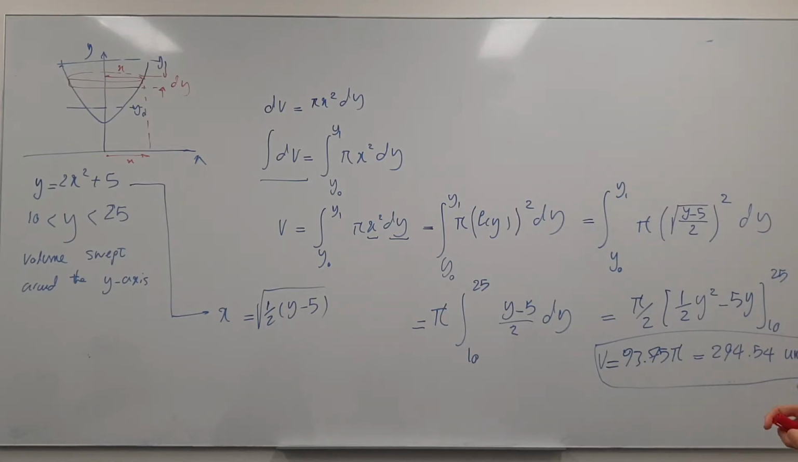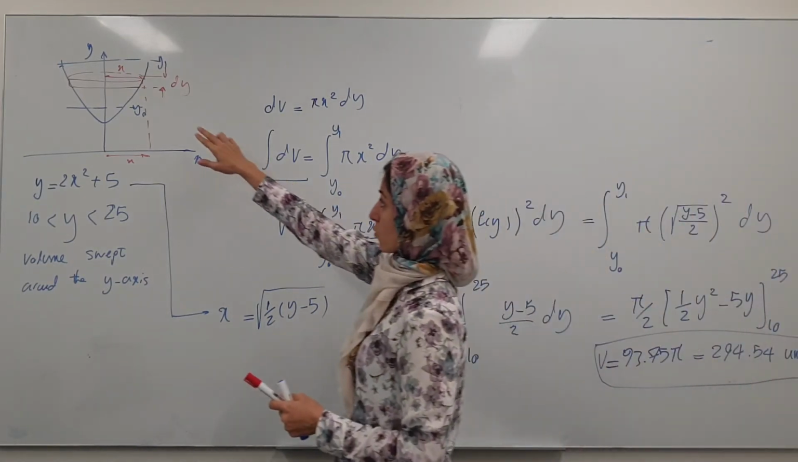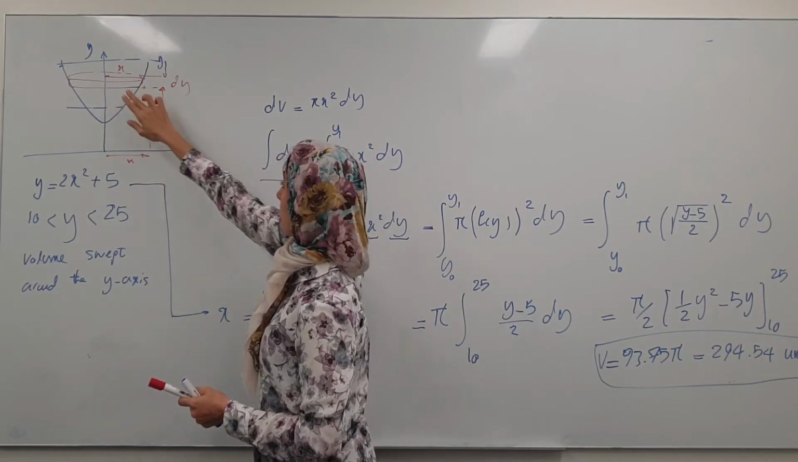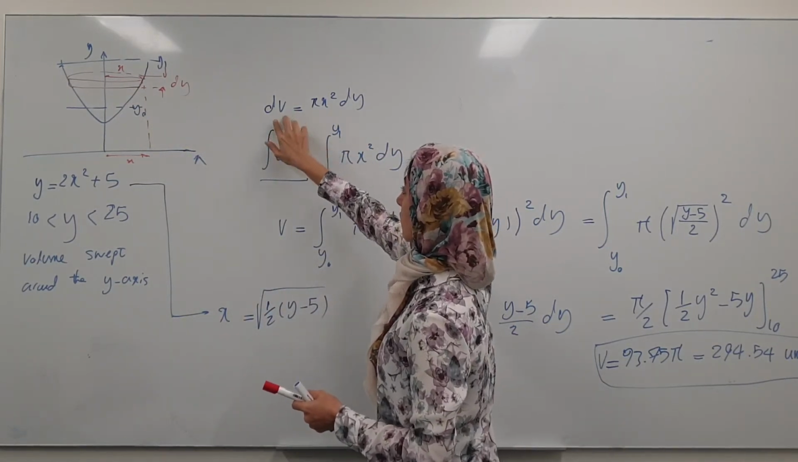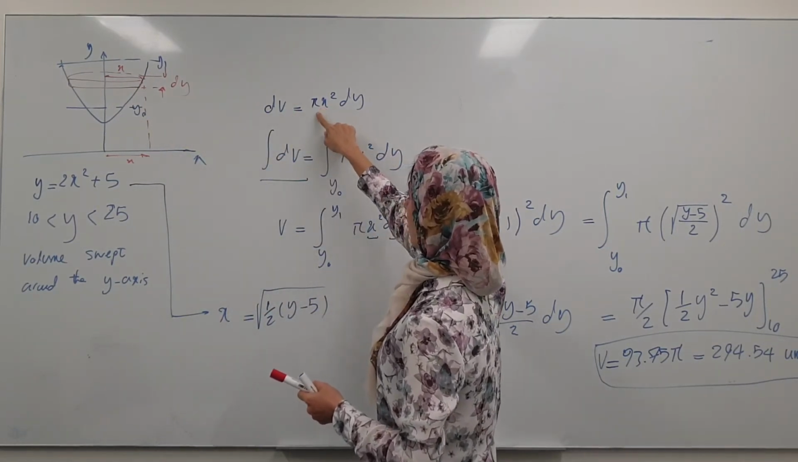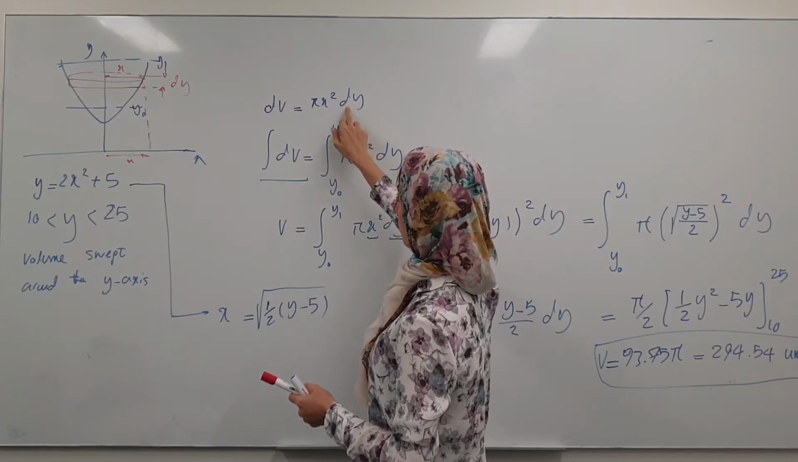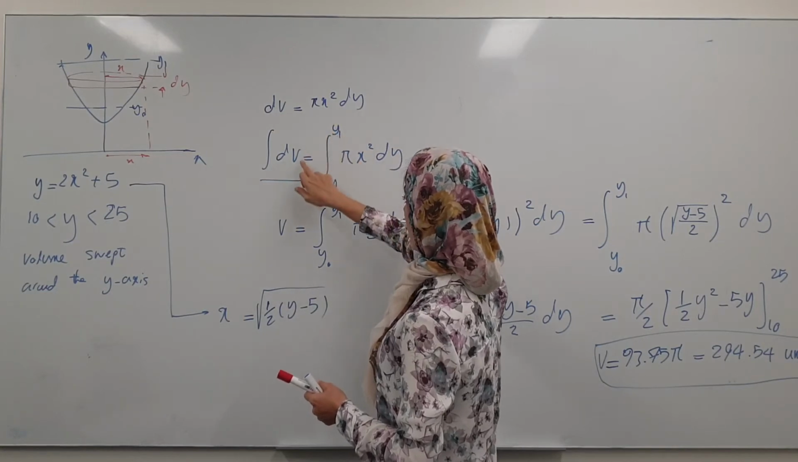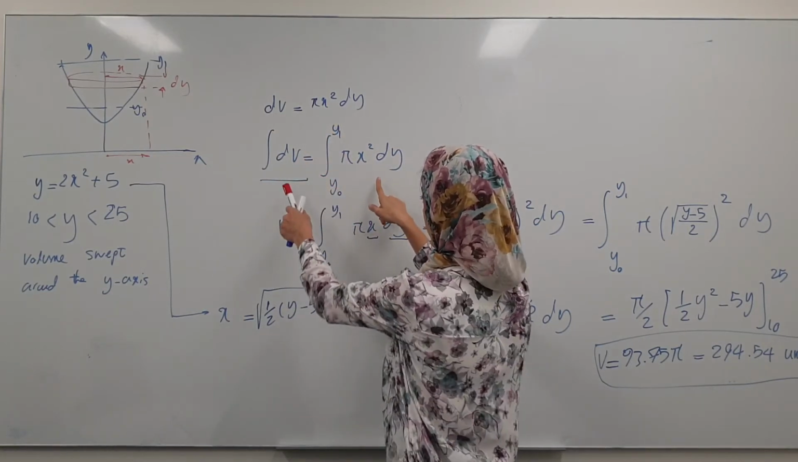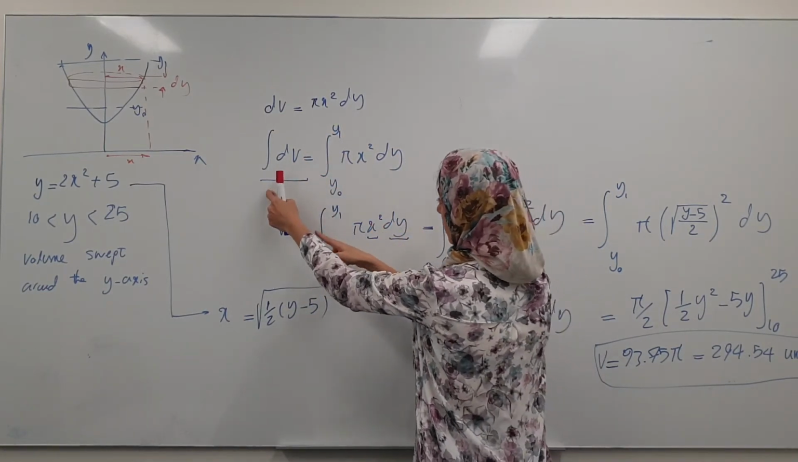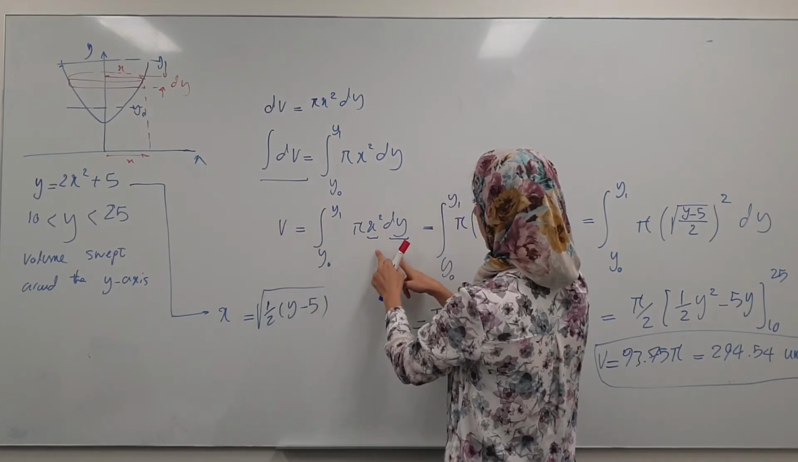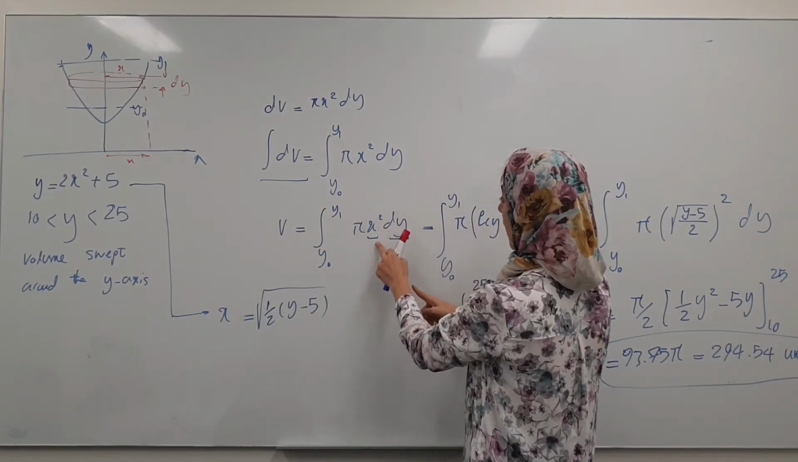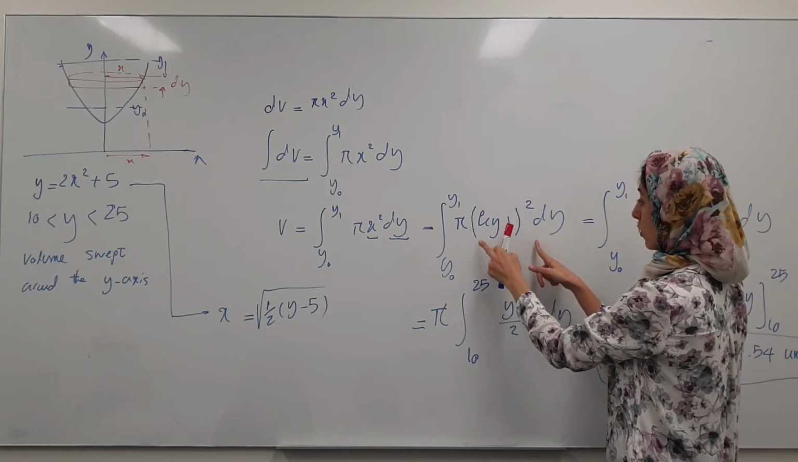So, just to review it again, the first step is to define our element. When we have the element, we can write the dV, the volume of this element, as pi x squared dy because this is a cylinder. And then apply the integration to both sides of this equation. The left side is the volume, and for the right side, we need to replace x as a function of y to solve the integration.